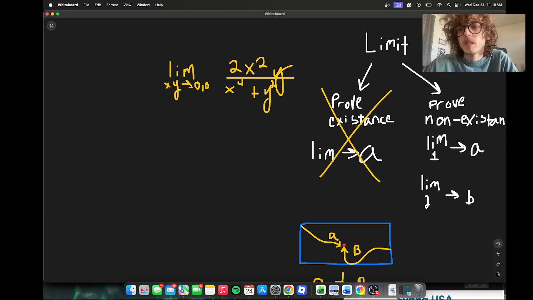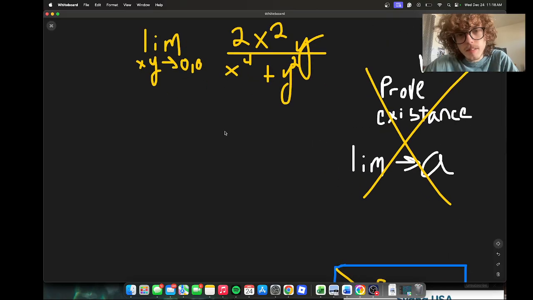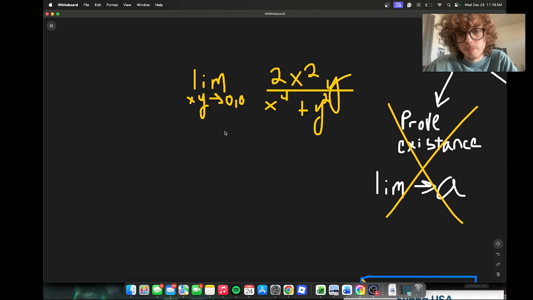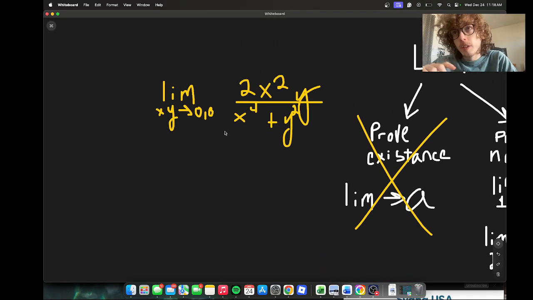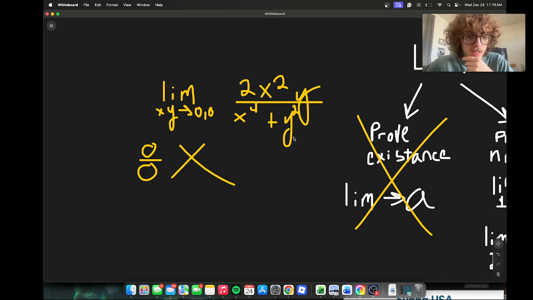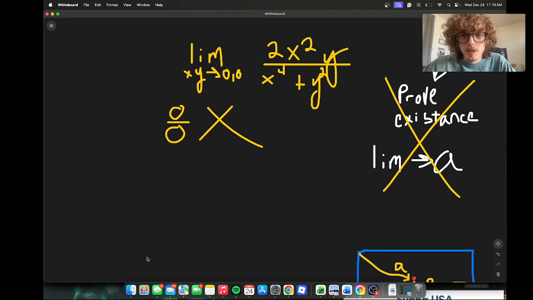Okay, now let's look at this limit. Okay, and let's use that. The first thing you should always do with a limit is just plug in your values and see what you get. So we're going to plug in 0 and 0 for x and y. And hopefully you can see it's going to be 0 over 0. So this is bad. This is inconclusive. It doesn't tell us anything, right? Because 2 times 0 is 0. 0 plus 0 is 0. It's inconclusive. We need some other way.